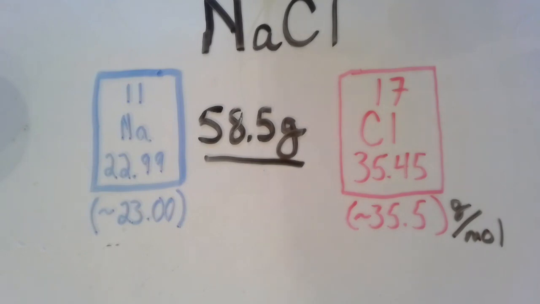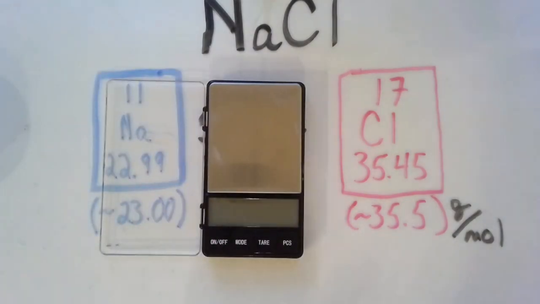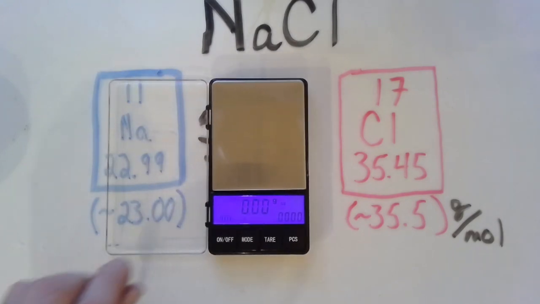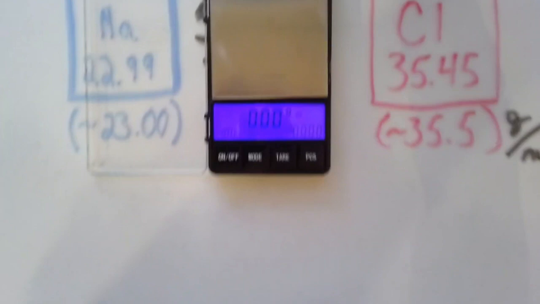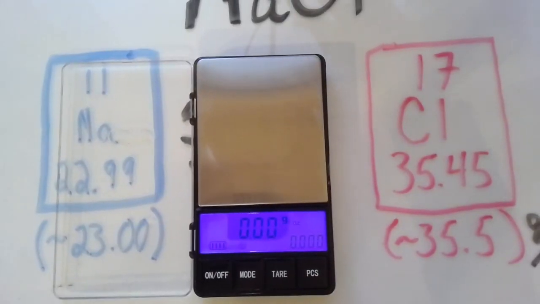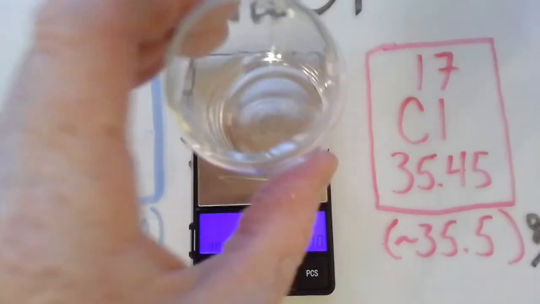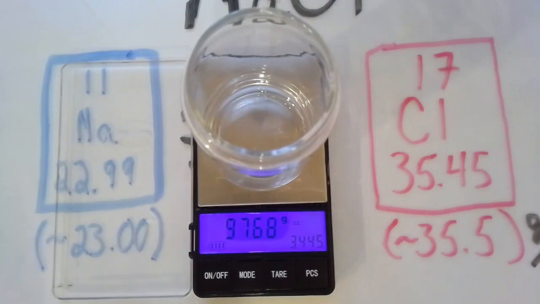So as far as salt goes, we're looking for 58.5 grams of it to equal 1 mole. Let's put it to the test. We turn our scale on. Now, if we're looking at it closely, we can see that it's already zeroed out. But again, as I put my measuring container on there, it weighs something. So let's tare that. And now we've got it back to all zeros for grams. Let's add our salt.